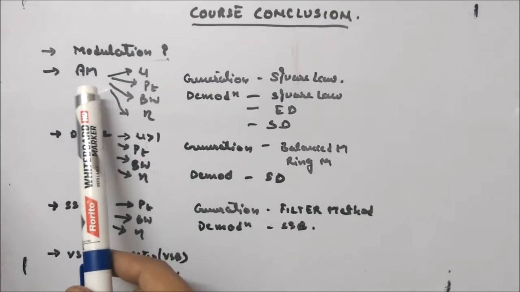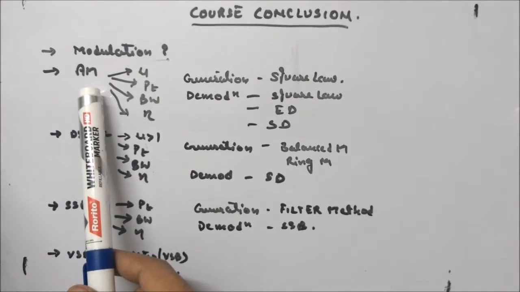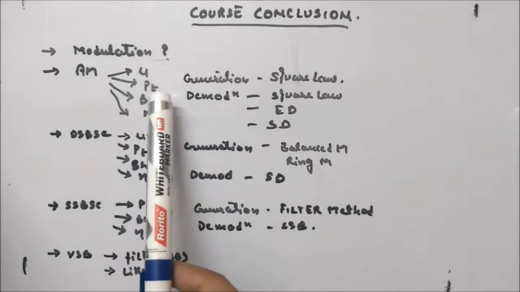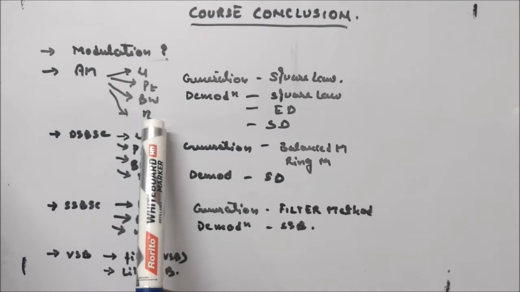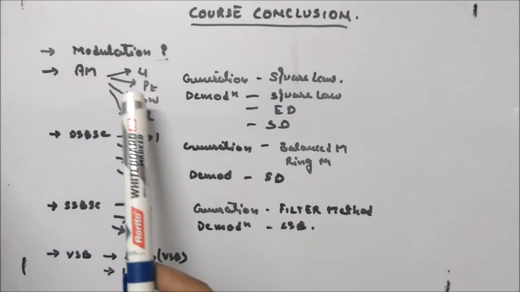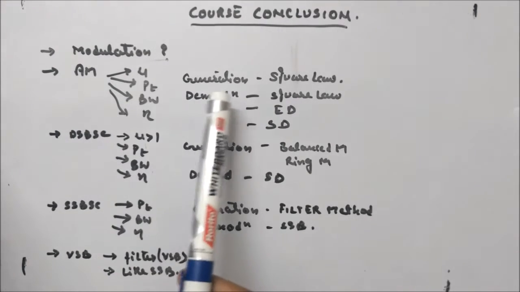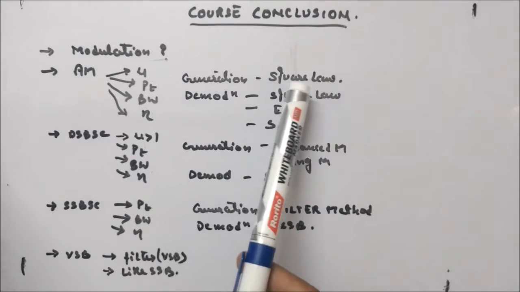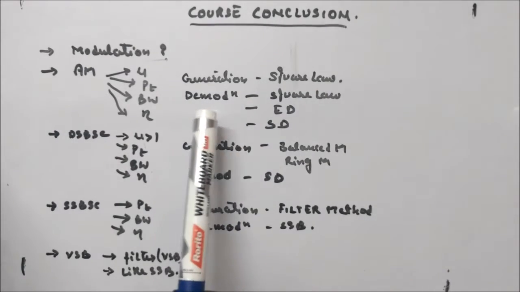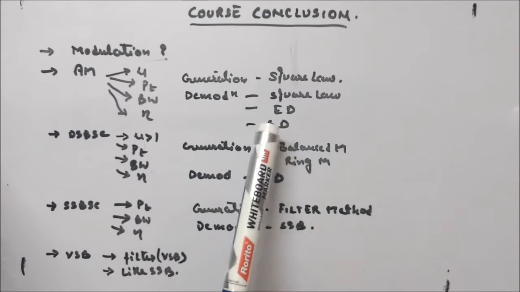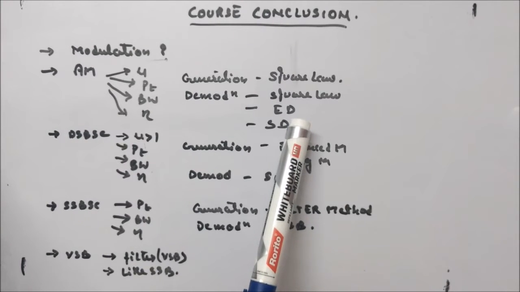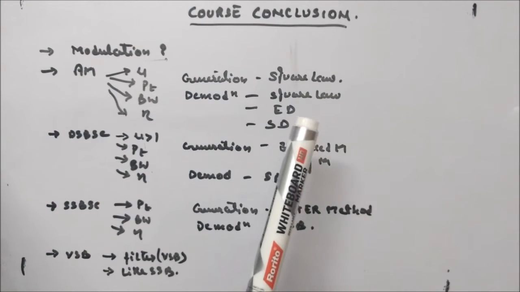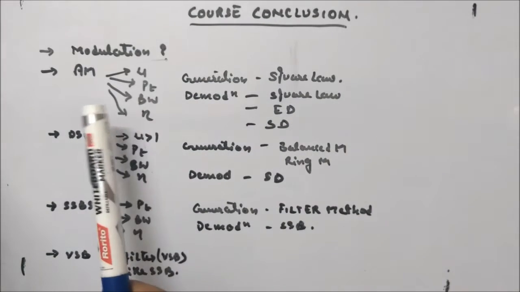In that amplitude modulation, first we started with DSB-FC. We saw the modulation index, transmitted power, bandwidth, modulation efficiency or power efficiency of DSB-FC, the AM signal. Then we saw the generation via square law modulator and then demodulation through square law demodulator. Then we saw another demodulation technique, that is envelope detector, synchronous detector. So these all things we saw in the AM.